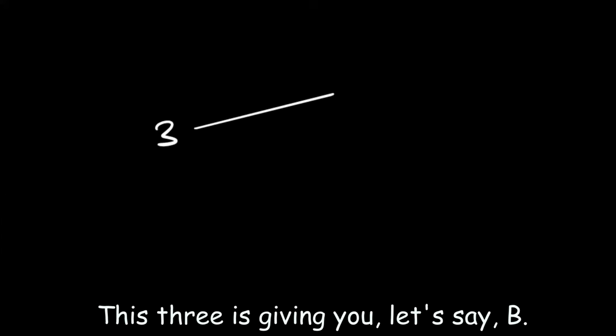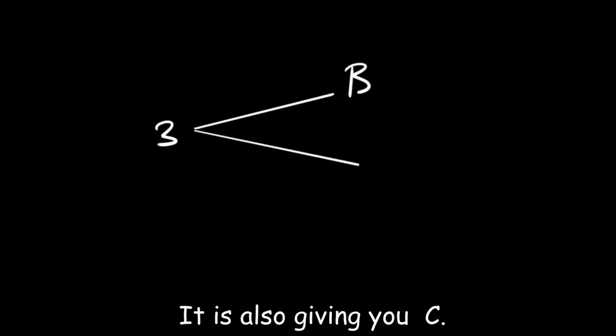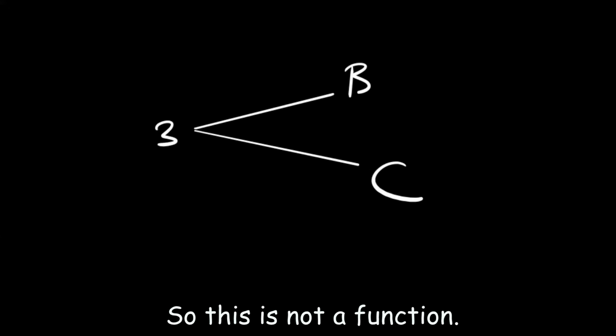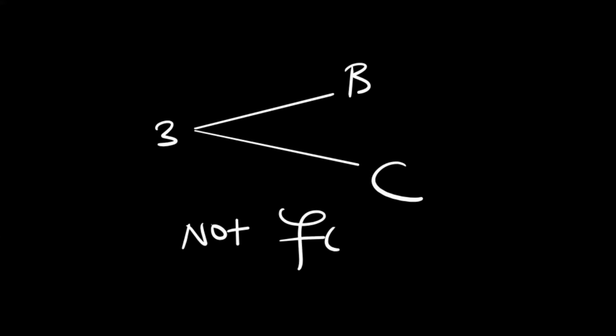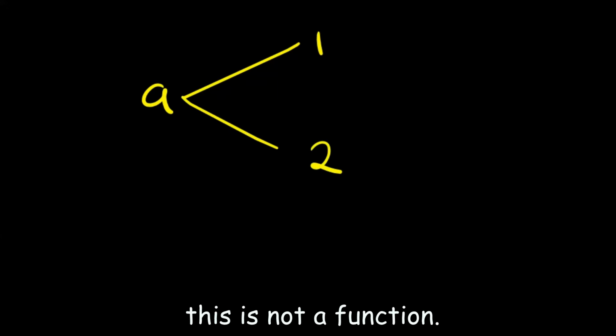This 3 is giving you, let's say, b. It is also giving you, let's say, c. So this is not a function. Now, there are relations that are not functions, like we've said. A relation that is not a function is, like let's say, a going to 1 and 2. In this case, this is not a function.